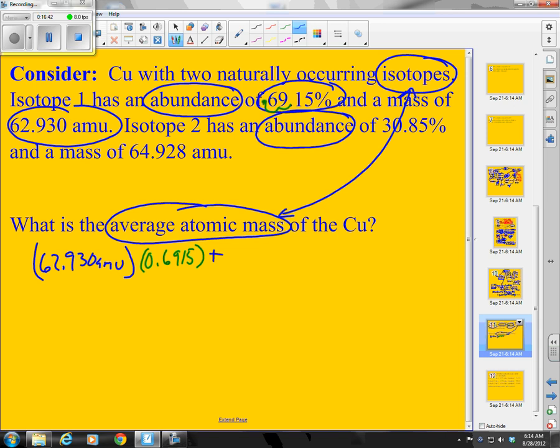Plus mass 2, 64.928 AMU times my abundance 2, and I want to convert that from a percentage to a decimal, so I move my decimal 2 places to the left, so I get 0.3085. Good. So I take up my calculator, and I'm going to take 62.93 times 0.6915 plus 64.928 plus 0.3085, and I get a bad number.